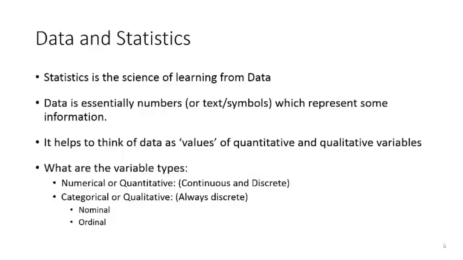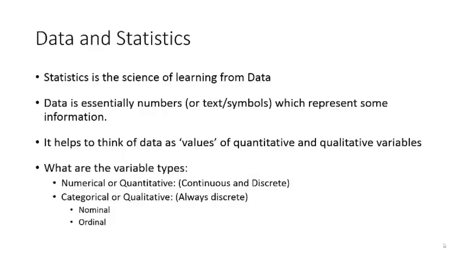So data is essentially numbers. Now it can also be text or symbols, but more often than not you'll encounter numbers which represent some kind of information. Therefore it helps to think of data as values, because values is broad enough to cover numbers, text, and symbols. So you can think of data as values of quantitative and qualitative variables. Now the variables themselves can be of different types, and that's what we're going to talk about right now.